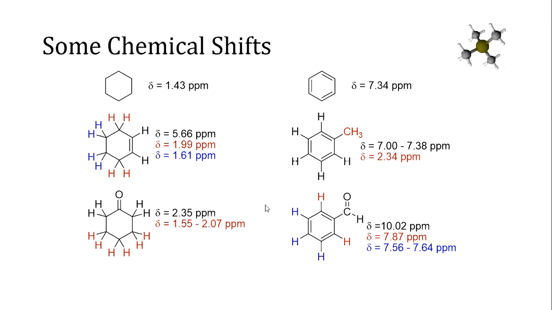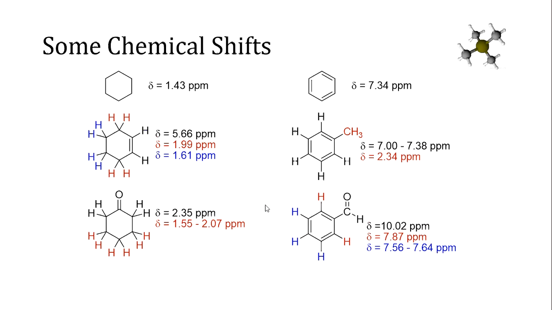Benzene, on the upper right, has a chemical shift of 7.34 parts per million. So you can see a large difference even between the alkene hydrogens in the second structure at 5.66 and aromatic ring hydrogens at 7.34. If we put a methyl group on the aromatic ring, the hydrogens on that methyl group are deshielded down to 2.34, where they would have originally been closer to the 1.43 of cyclohexane.